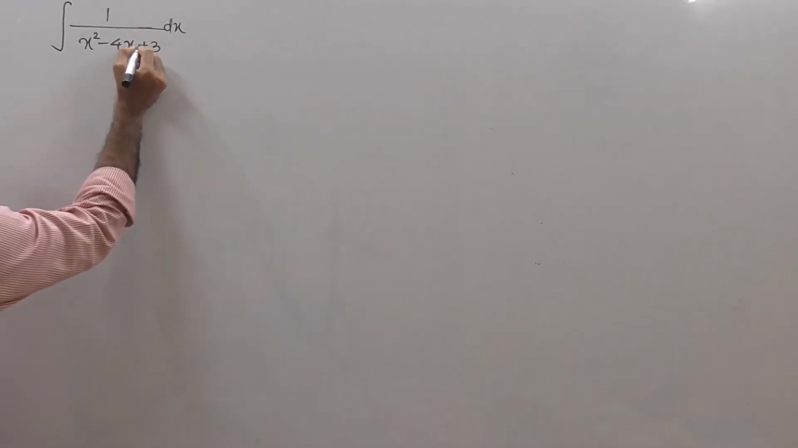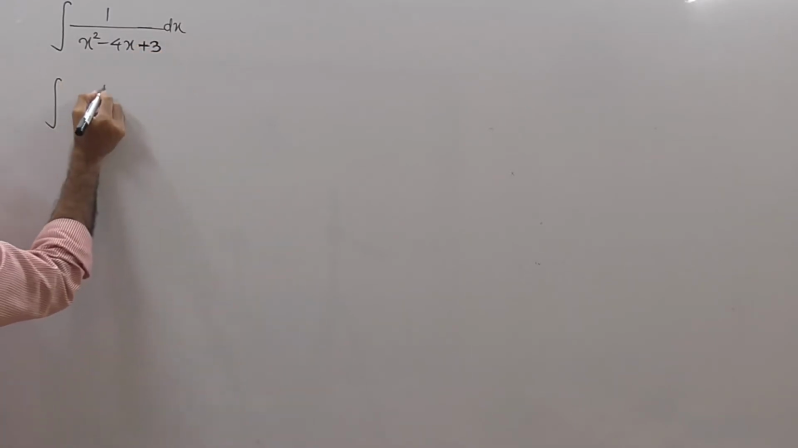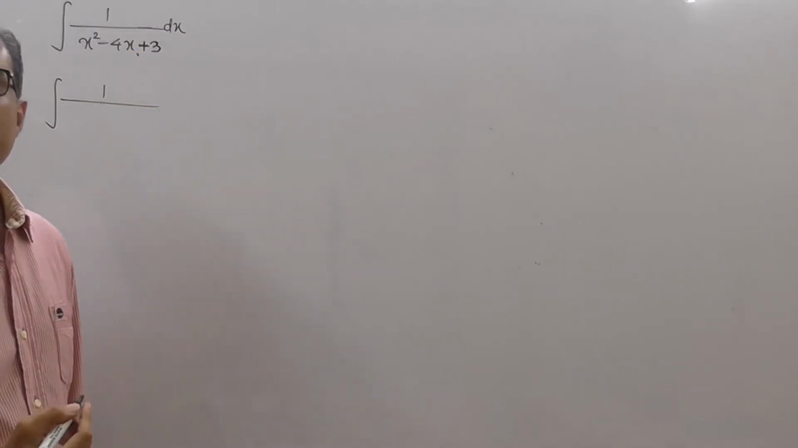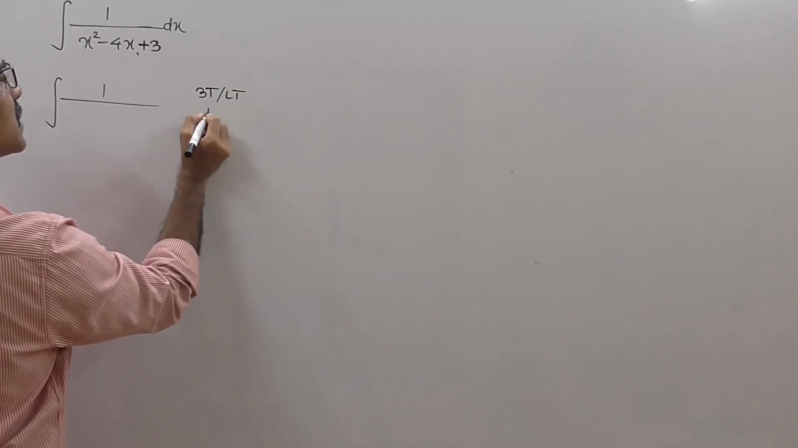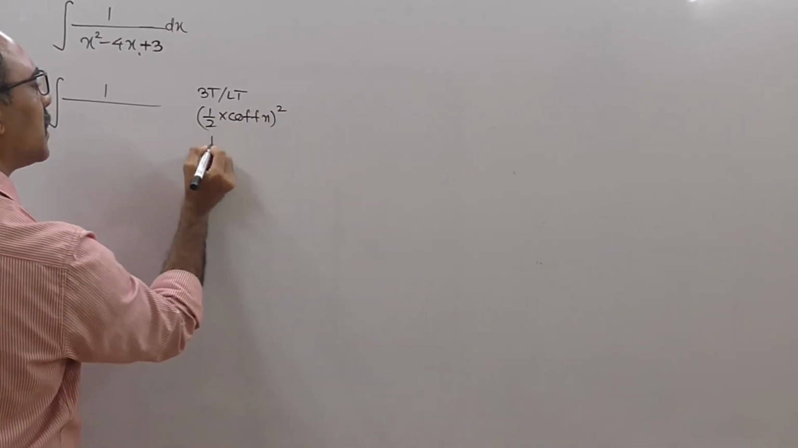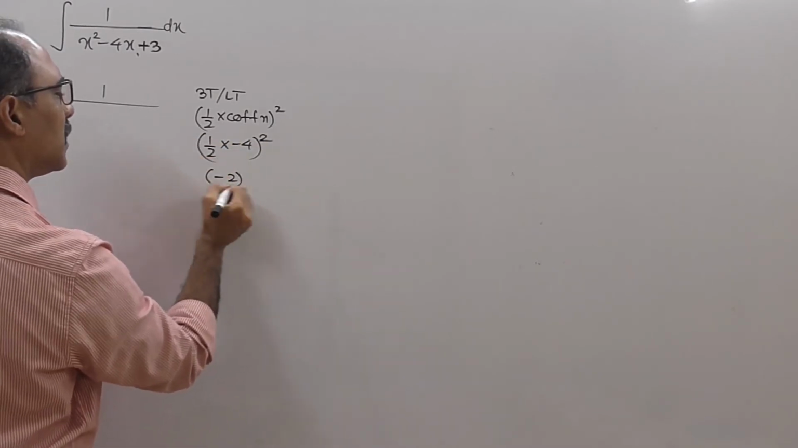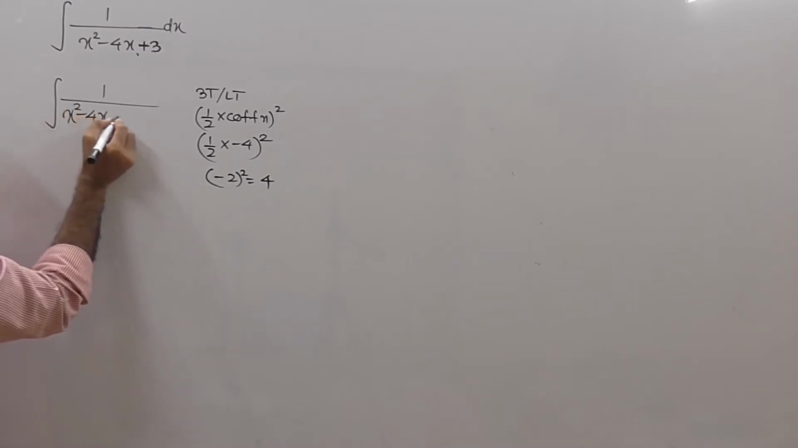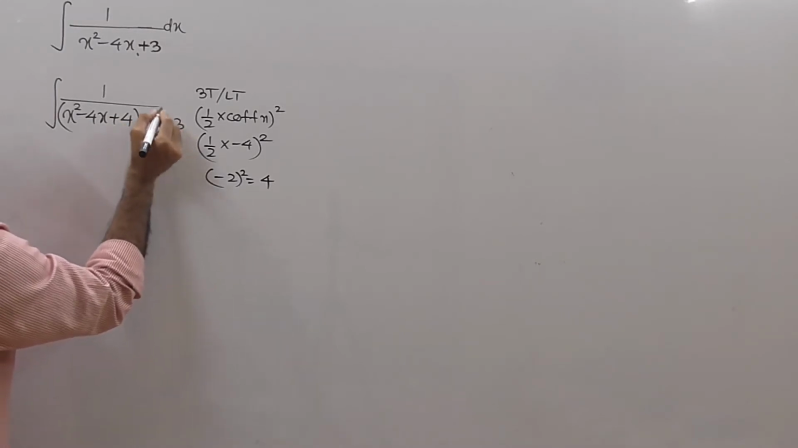This will be 1 upon root 3 log modulus x plus root of x square minus 5 by 3 plus c. Integration 1 upon x square minus 4x plus 3 dx. So what you have to do is find the third term, because you have to convert it into a perfect square. The third term, or last term, is half into coefficient of x the whole square. That is half into minus 4 the whole square, which is minus 2 the whole square, that is 4. So x square minus 4x, add 4. Since you added 4, subtract 4 and write the original number.